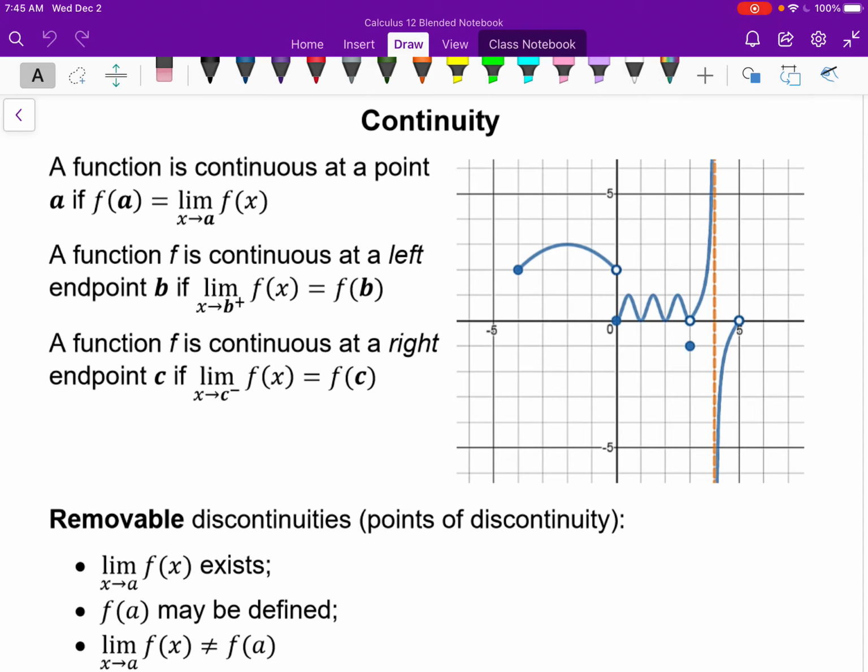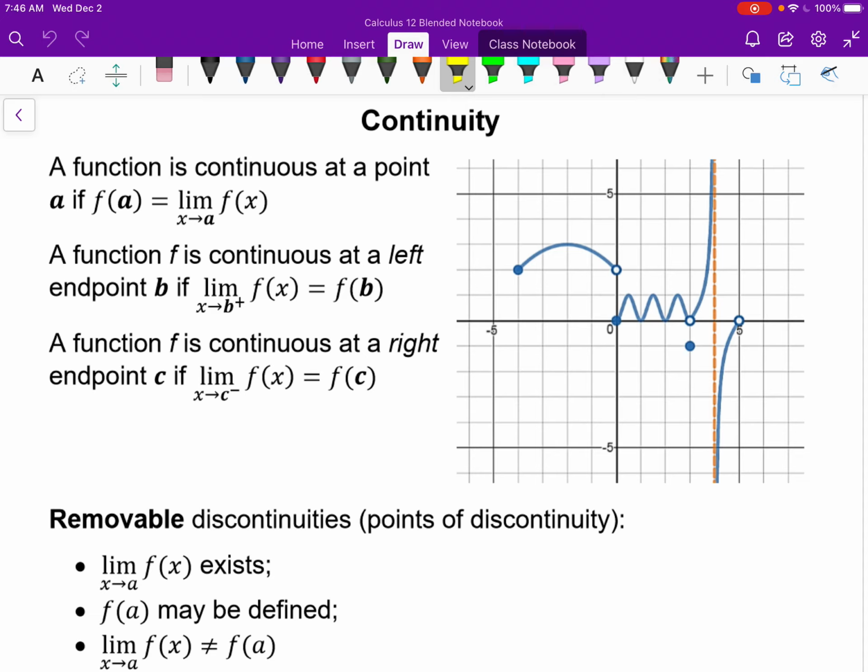That said, a lot of functions are not continuous. For example, this weird mess of a function I see off to the right here. And I want to understand these ideas of discontinuity using limits. So a function is continuous at a point if the value of the function at that point is the same as the limit at that point. And we'll look at all these examples in a bit. A function is continuous at a left endpoint if the limit as we approach from the right is the same as the value of the function at that point, and the other way around for a right endpoint.